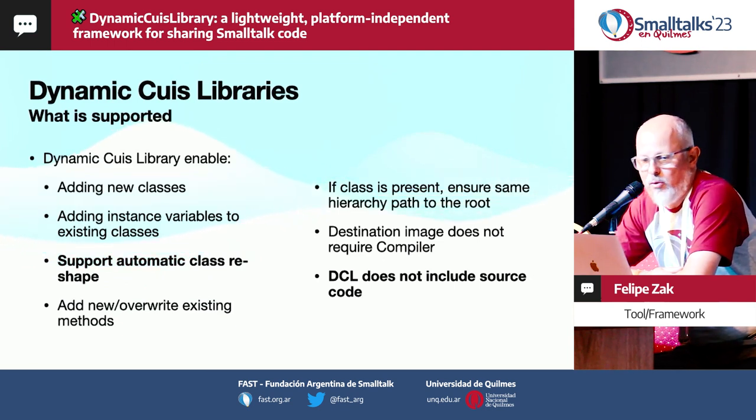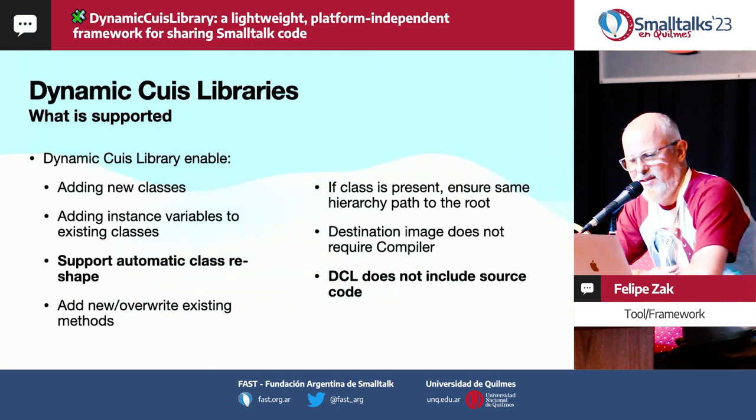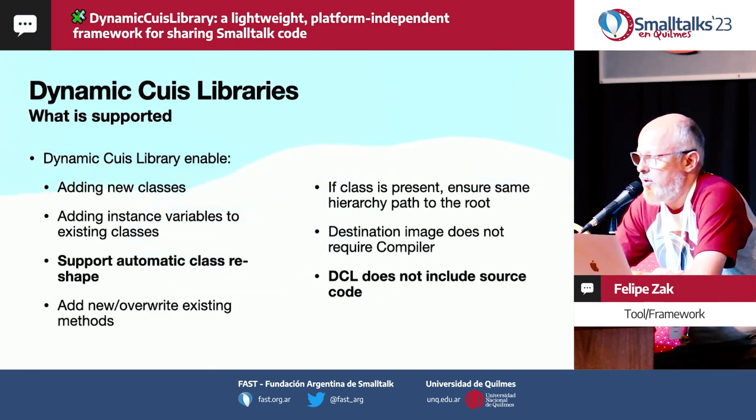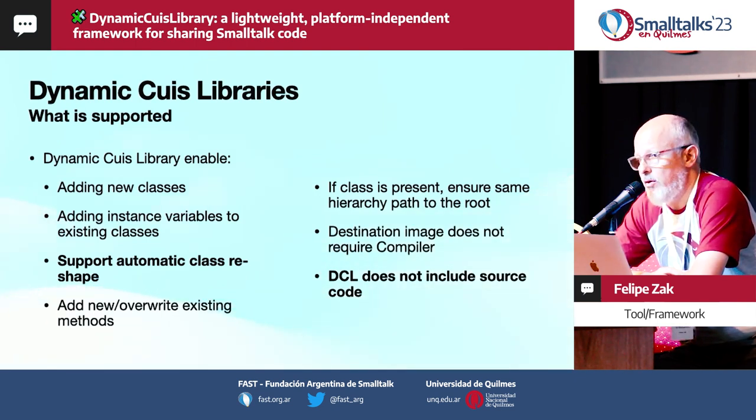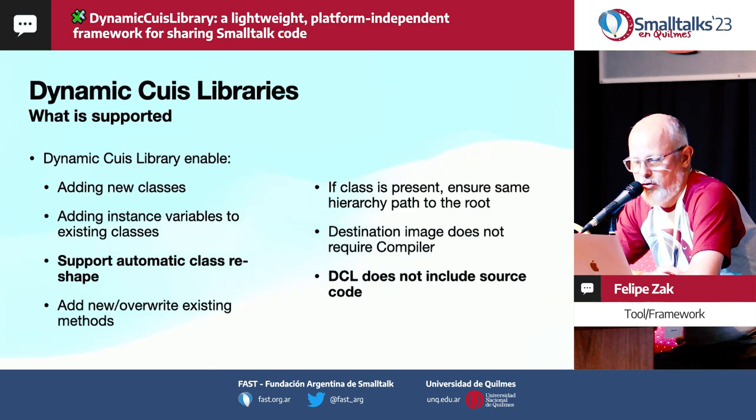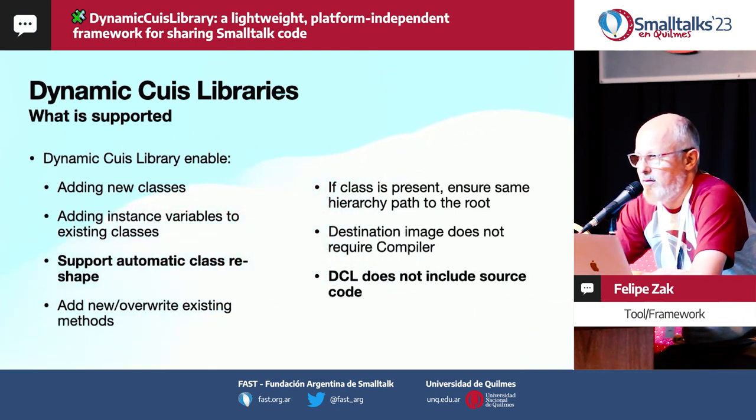What do we support with libraries? Of course, we can add new classes in the destination image. We can add instance variables to existing classes in the destination space. This is very interesting. We support class reshaping. What is reshaping? It means the installing of the library implies reordering the instance variables, for instance adding new variables in the middle of the ordering of the instance variables in the destination space. Changing the ordering, that is. And of course, what we want is to add methods and override methods. That's what we use this for.